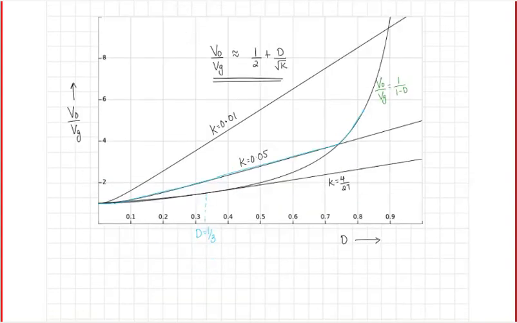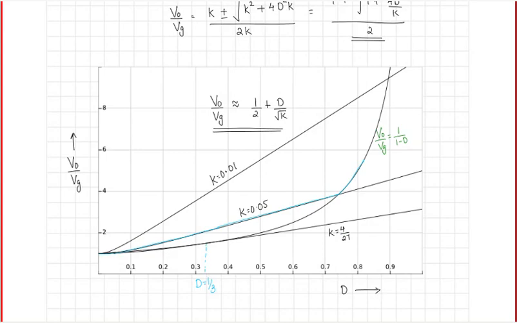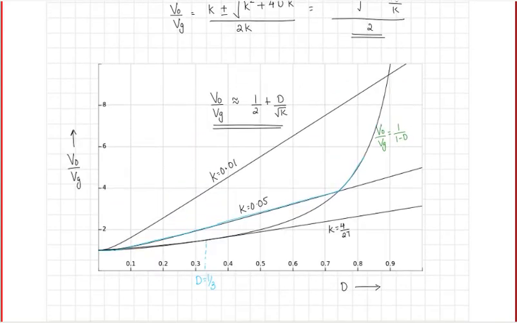So with that we will conclude this discussion on the boost converter. Right? We will see some other converters in the next class.